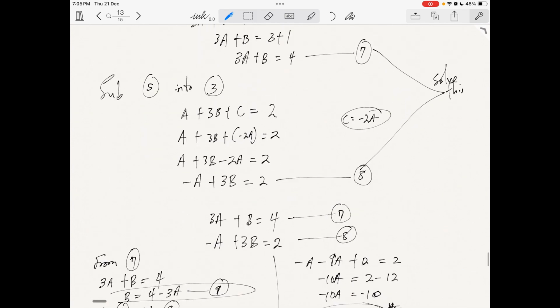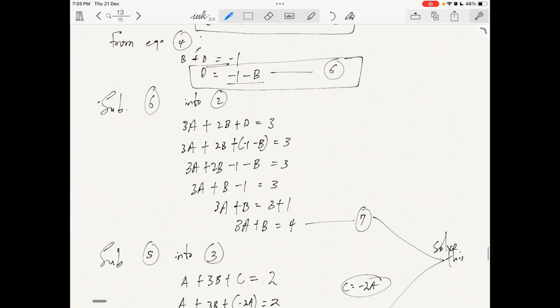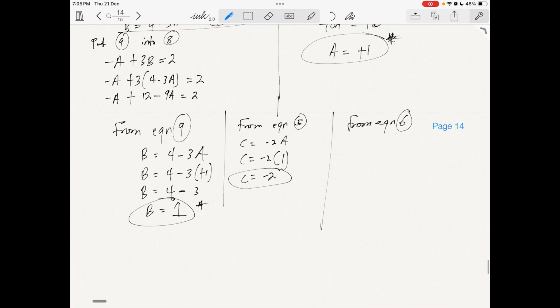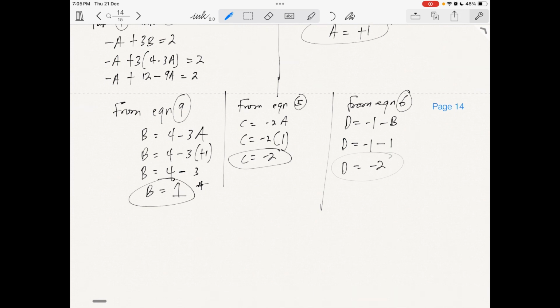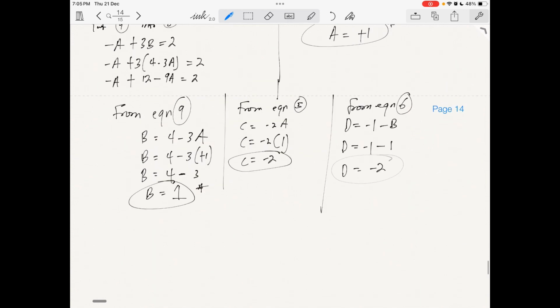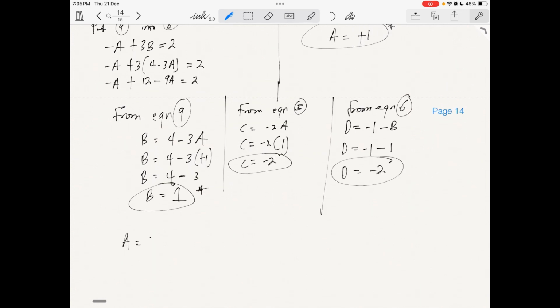From equation 6, d is equal to minus 1 minus b. So my d is equal to minus 1 and my b is 1. So d is minus 2. Oh, thank you, Jesus. So at the end, we have our four answers. Let's say a is equal to 1, b is equal to 1, c is equal to minus 2, d is equal to minus 2.